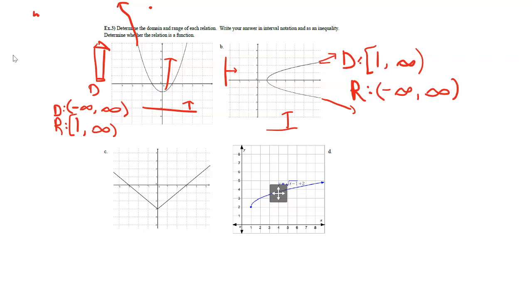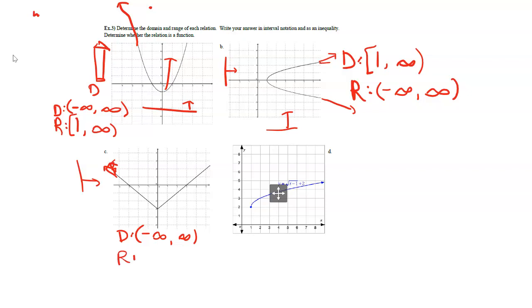Okay, C. Hopefully you're starting to see the trend when we have these lines that are coming out to the side. I'll draw that a little more accurately. We can see it's going to be negative infinity to infinity. So our pencil, again moving to the left, is always going to be hitting a value. And so negative infinity to infinity.